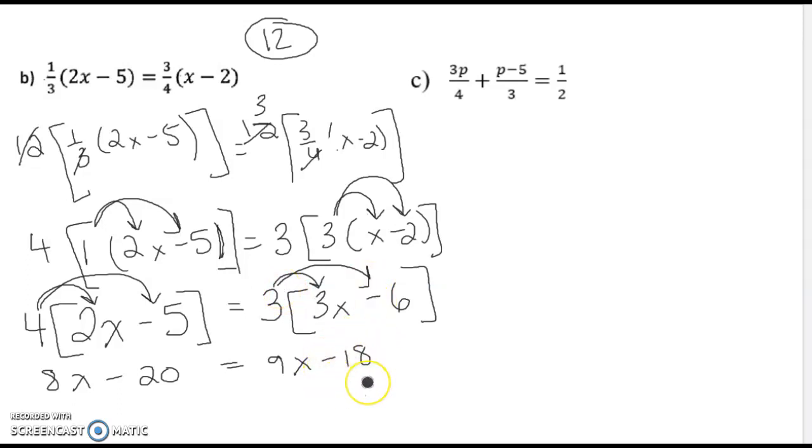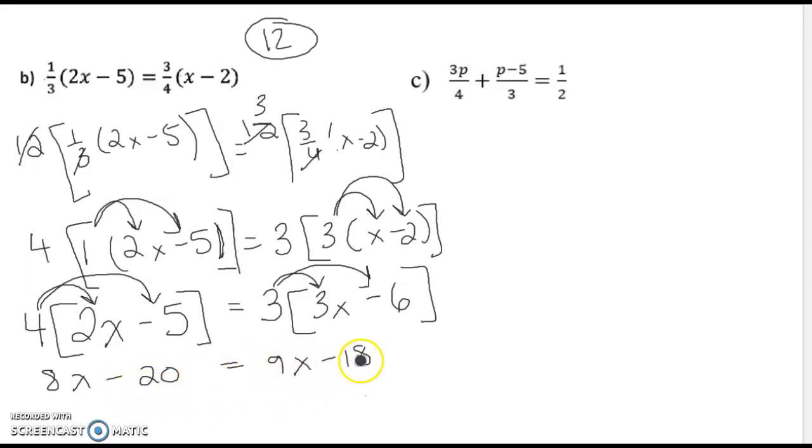All right, so now we're going to collect our like terms. So over here, this 9x is bigger than this 8x, so I'm going to take this 8x and move it here. If it's positive here, it's going to turn to a negative over here. And on the same note, I'm going to take this negative 18, bring it over, and it's going to turn to a positive 18. So let's do that.